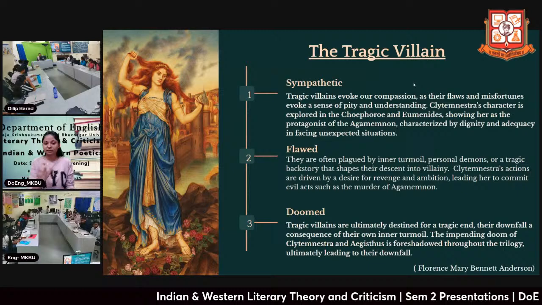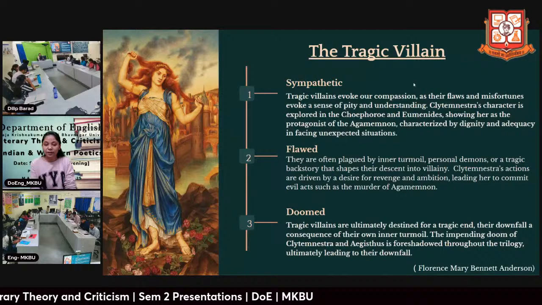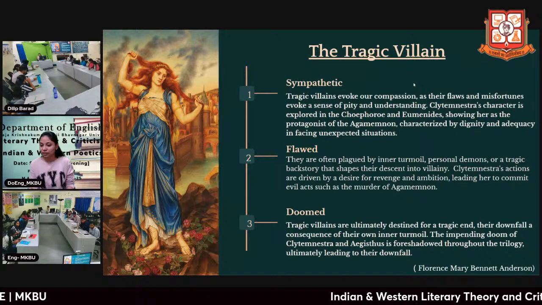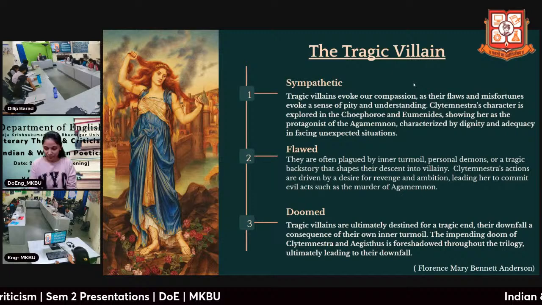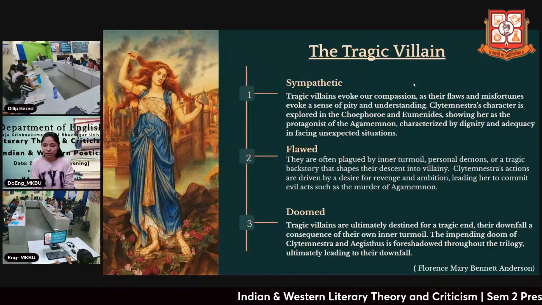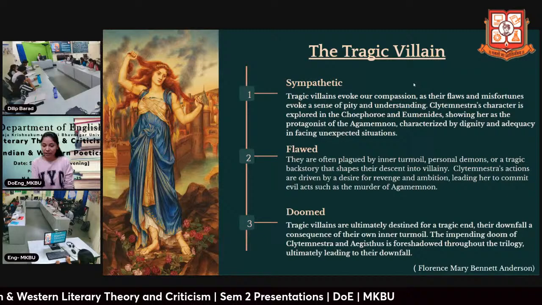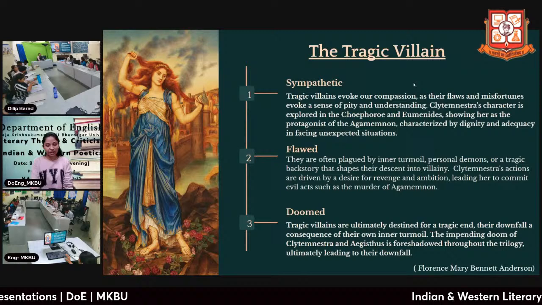So here we can see that they are often plagued by inner turmoil, personal demons, or a tragic backstory that shapes their destiny into villainy. Clytemnestra's actions are driven by a desire for revenge and ambition, leading her to commit evil acts such as the murder of her husband. Yes, tragic villains are ultimately destined for a tragic end that unfolds as a consequence of their own inner turmoil. The impending doom of Clytemnestra and Agamemnon's son is foreshadowed throughout the trilogy, ultimately leading to their downfall.